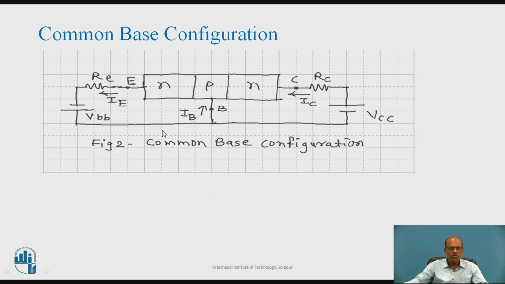Now figure 2 shows the connection for the common base configuration. The BJT used is of NPN type. So for the common base configuration, base is common between input and output. So input is applied at emitter and the output is taken at collector, and base is common.